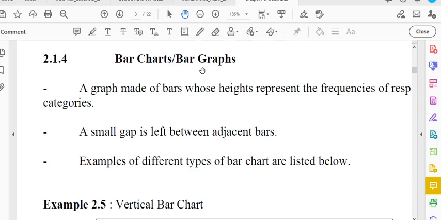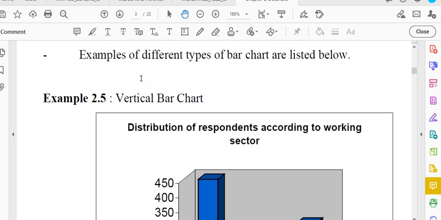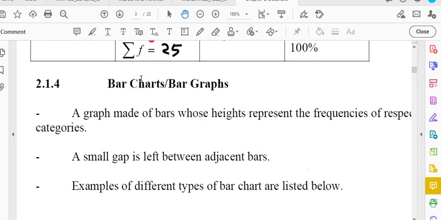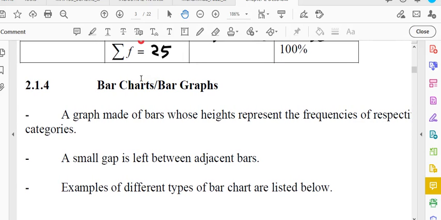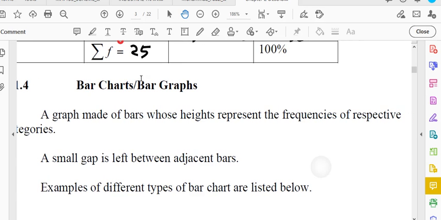Okay, bar chart. Let's look into the first chart involved in the topics. Now, bar chart here, basically we know that, in general, we will have the vertical bar chart, right? Just to share with you, I think this is nothing new for you. A bar chart is a graph made of bars whose heights represent the frequencies of the respective categories.